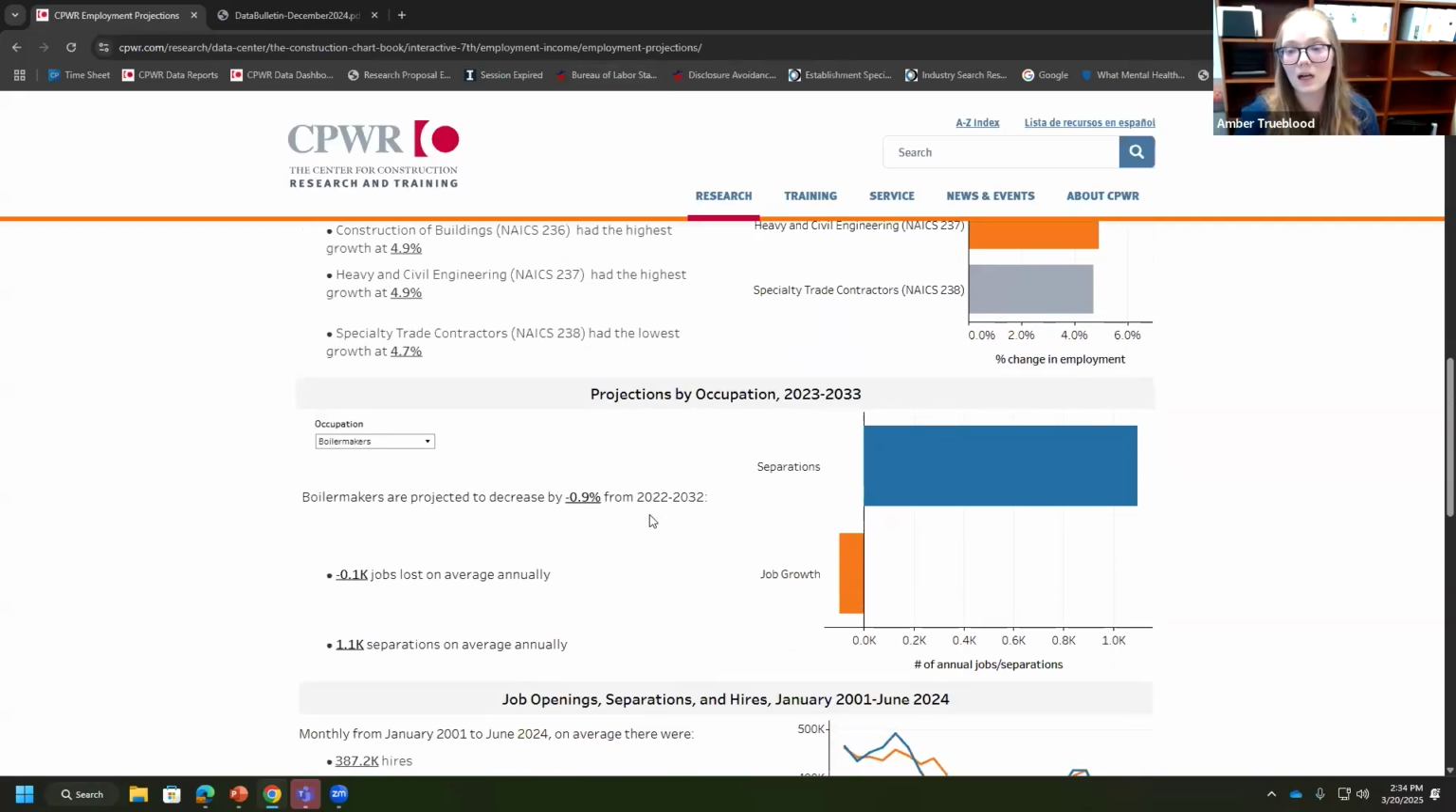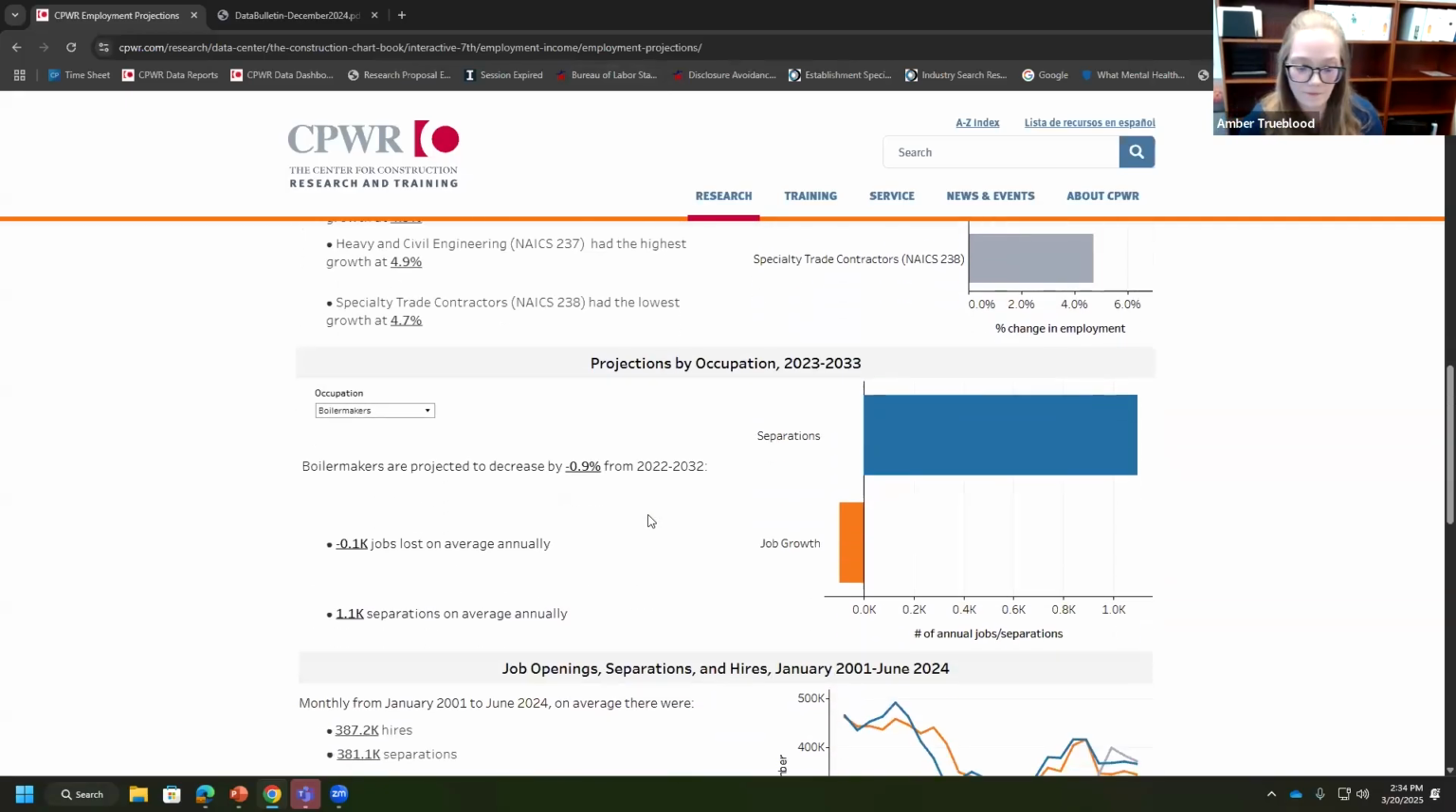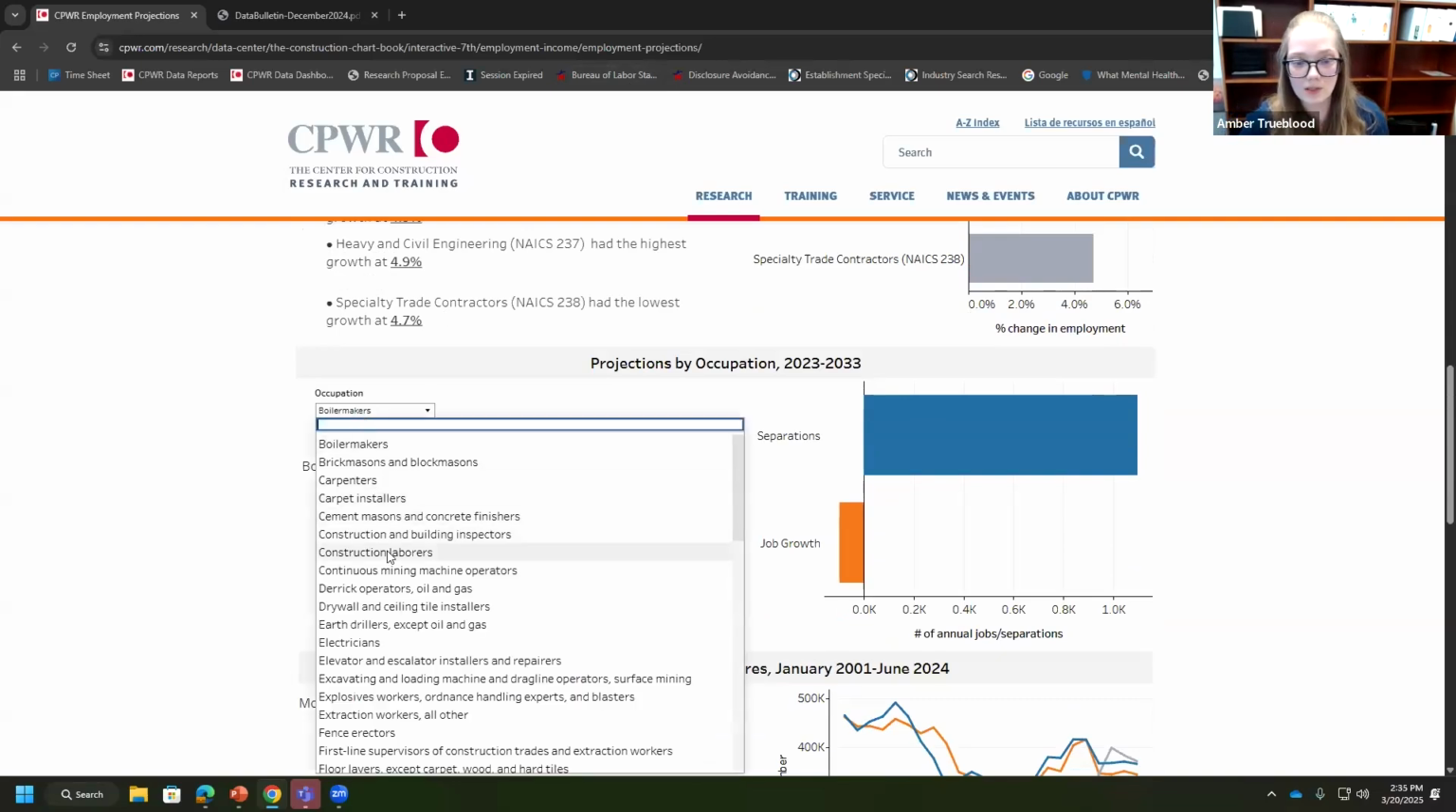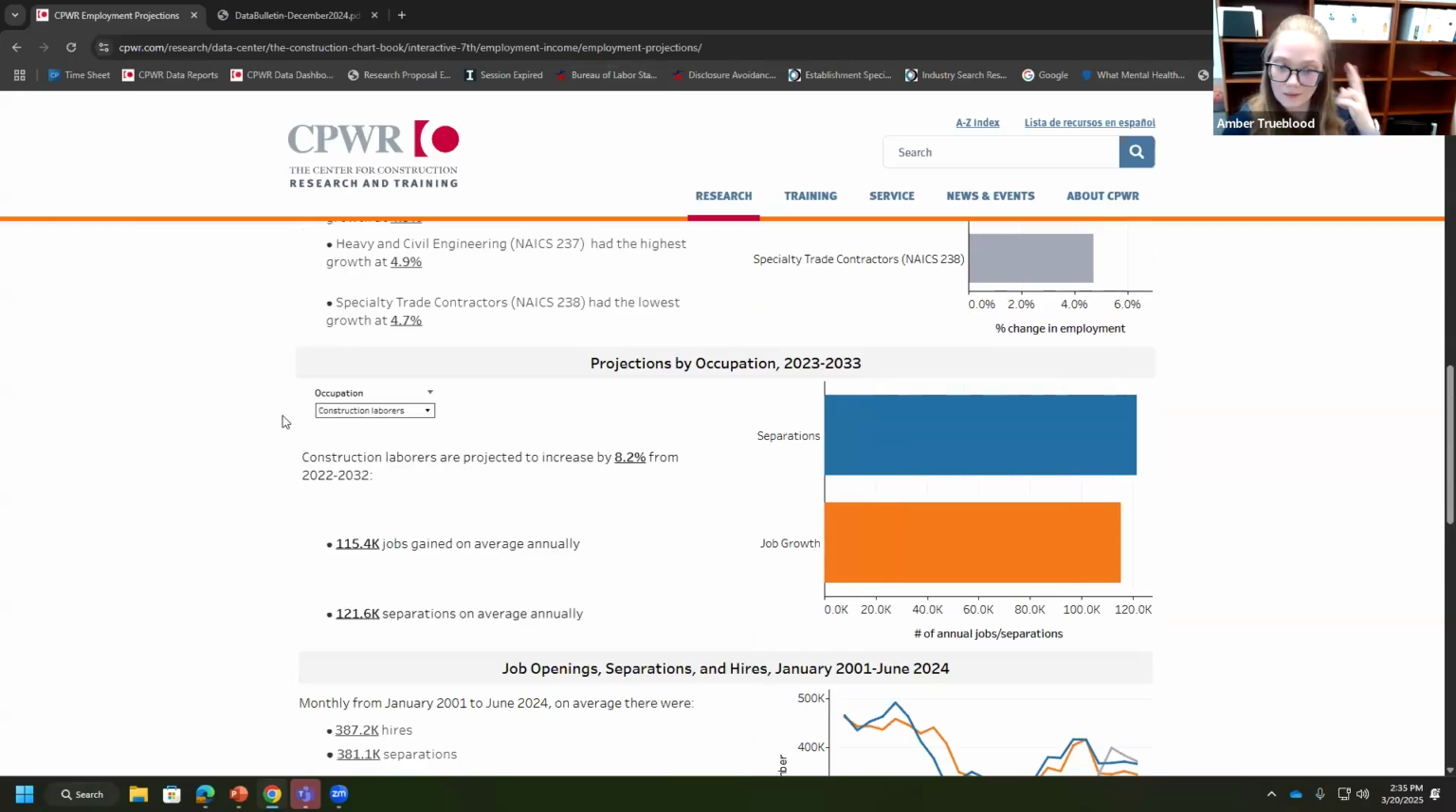Okay, now I'm going to jump down to occupations because that seems to be a fan favorite. And so today, let's say I'm interested in construction laborers. William pointed them out on his chart, and so these kind of stood out to me. And so what we see for construction laborers is a projected increase by 8.2% for this occupation from 2022 to 2032. We see 115,000 jobs being gained, or the job growth, and then 121,000 separations on average.